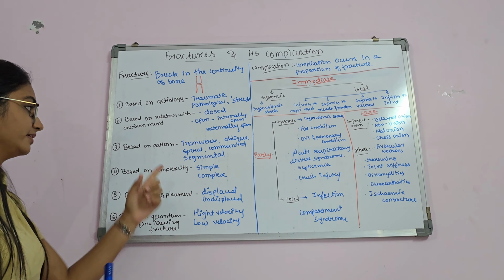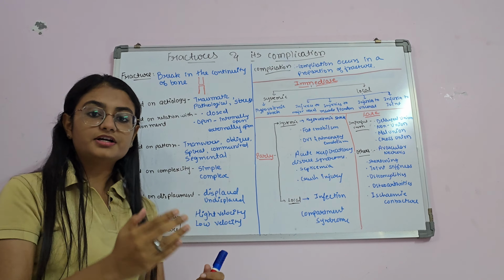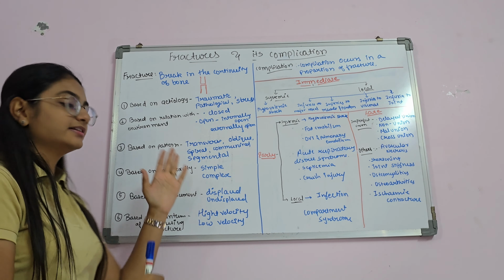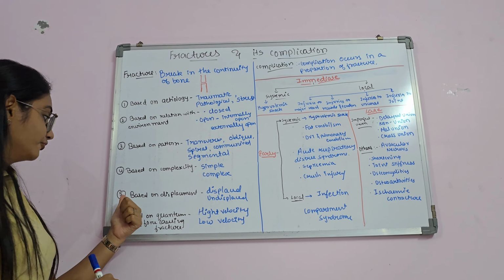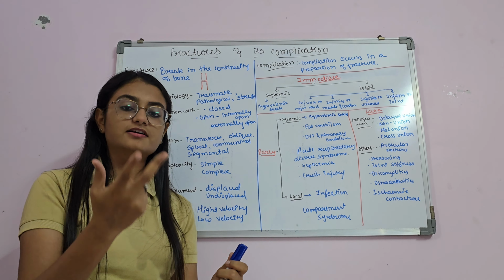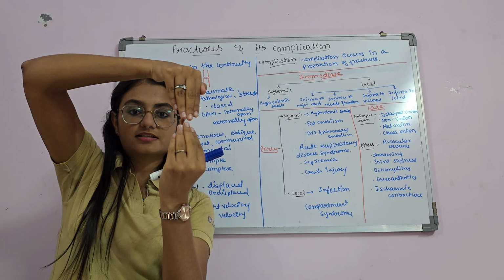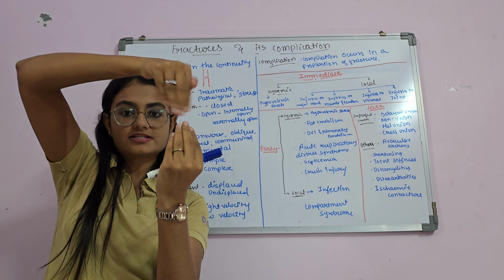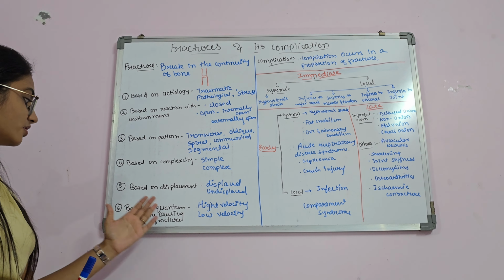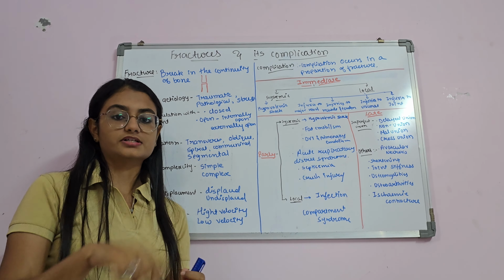Third one is based on pattern. On pattern there are transverse, oblique, spiral, comminuted and segmental. Then the fourth one is based on complexity. In complexity, there are simple and complex. Now the fifth one, based on displacement, there are 2: displaced and undisplaced. Undisplaced means it is stable and displaced means the fracture fragments have shifted like this. Then the sixth one is based on the quantum of force causing the fracture. There are 2: high velocity force and low velocity force.